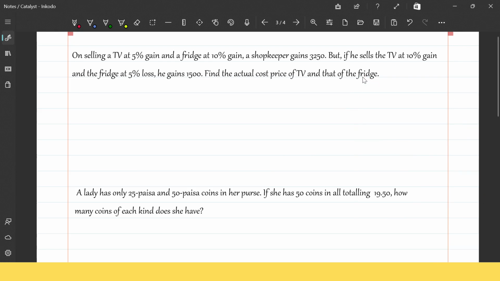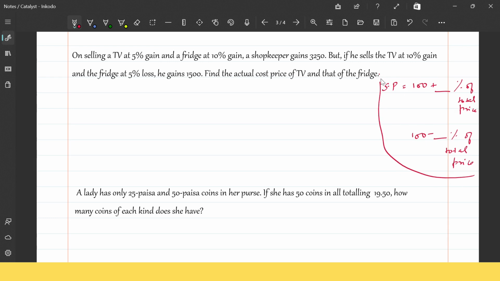Understood? Let me write it in short over here. To find the selling price, if it is a gain, then 100 plus that percentage of the total price. And if you are selling at a loss, then do 100 minus that much percentage of the total price. Okay, so this is the key point. This is the key thing that you have to use. Now let's come over here.